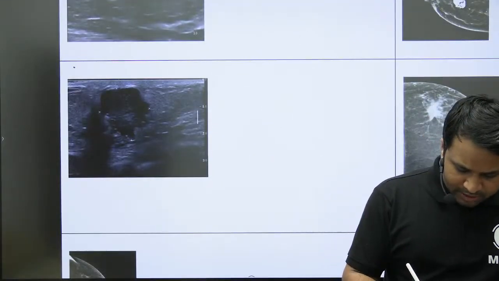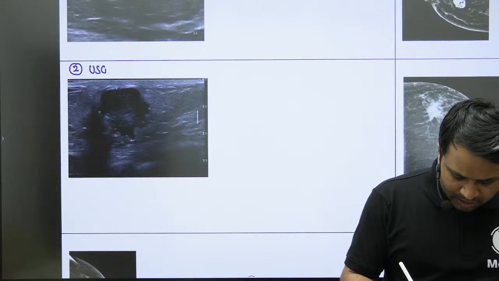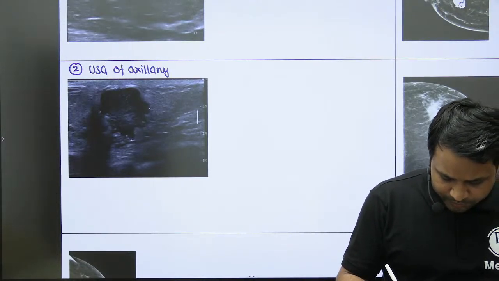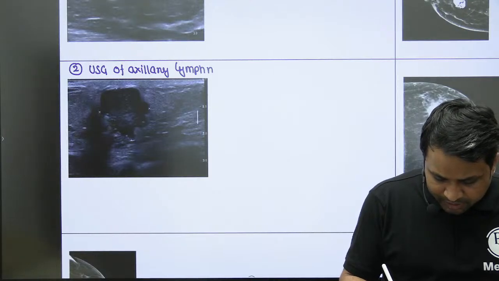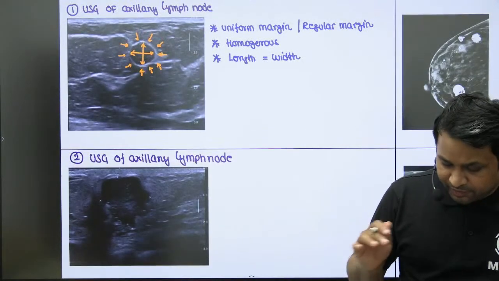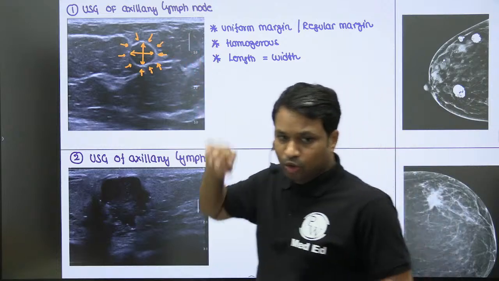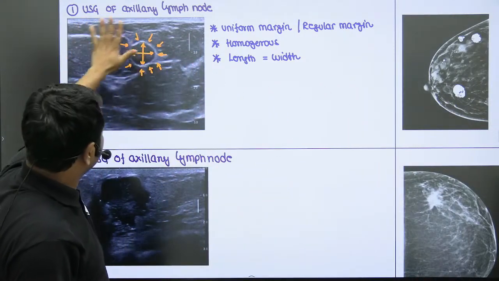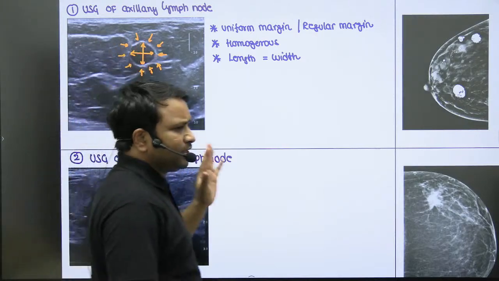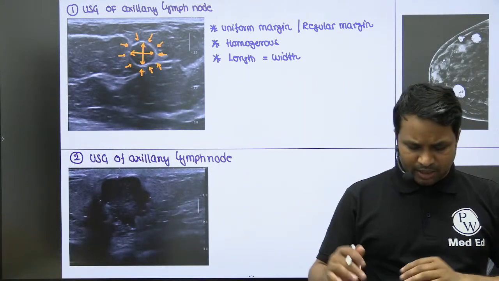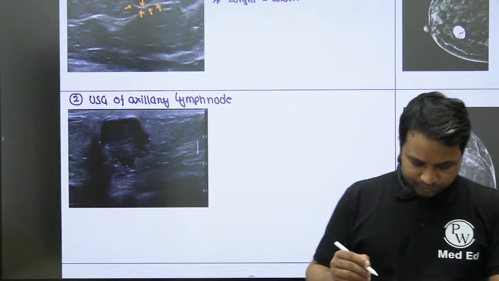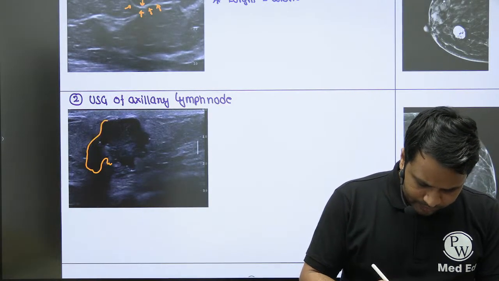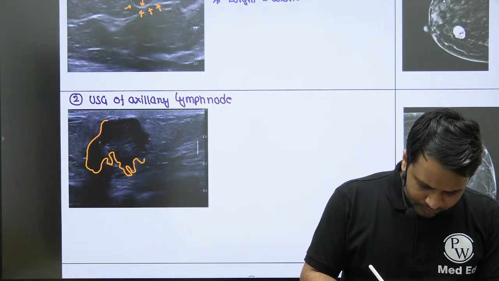Same, you have the ultrasound of the axillary lymph node. When you compare with the first image that we have learned, whenever you have a node which has a uniform margin, homogeneous density, the length and the width the same, and is most spherical in nature, I'm pretty sure it is a benign lesion. But when you come across here, if I map it across, this is how it is looking.